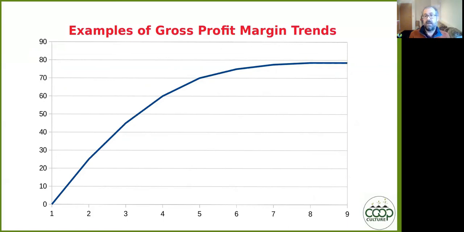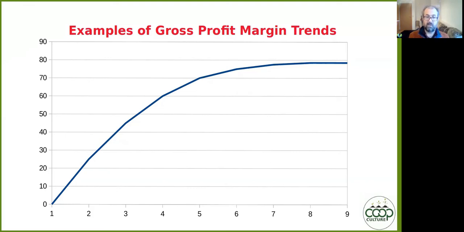This particular example is exaggerated to create a learning effect, to make the effect easier to see. So in reality, it is unlikely that this would start at 0. So again, let's explain what we could see. On our y-axis, we have percentages of gross profit, and on our x-axis, we have time, in this case, months.